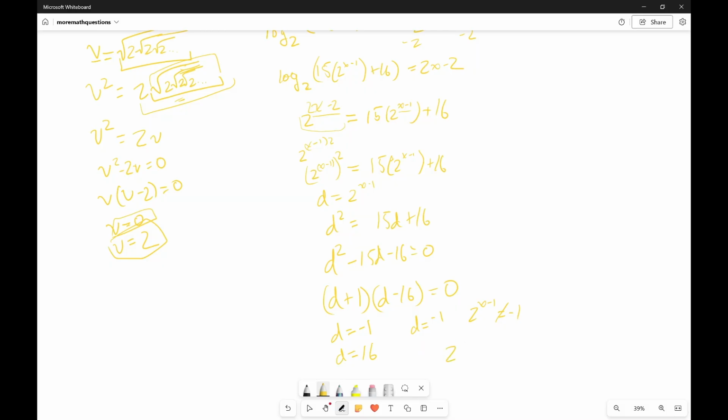So we can set 2 to the power of x minus 1 equal to 16. And we know that 2 to the power of 4 is equal to 16. So we can say 2 to the power of x minus 1 equals 2 to the power of 4. And then we can say x minus 1 is equal to 4. And finally, we will get our answer as x equals 5.